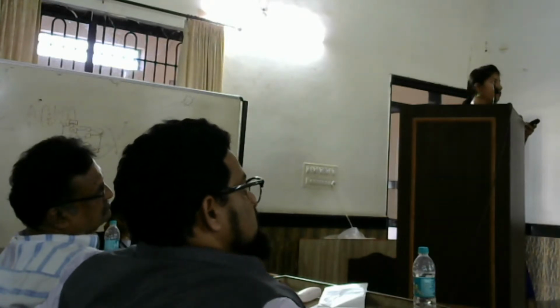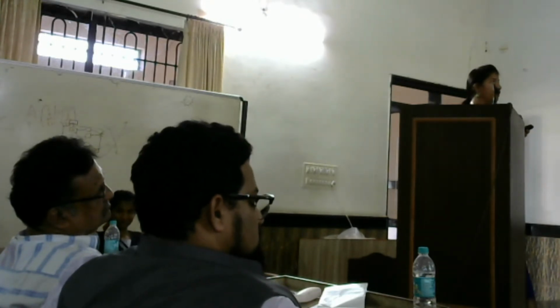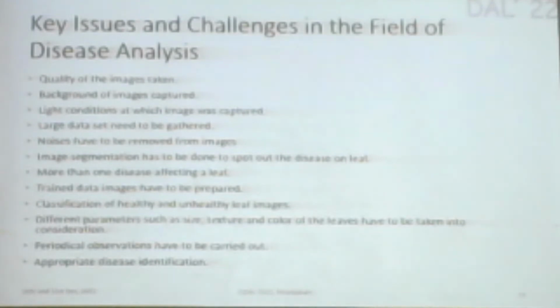merging of two or more objects. Data sets have to be trained and prepared. So classification of healthy and unhealthy leaf images has to be done, this is one of the key issues. So different parameters are considered and the authors here have considered only a few diseases, not all the diseases. So research has to be carried out in those areas.